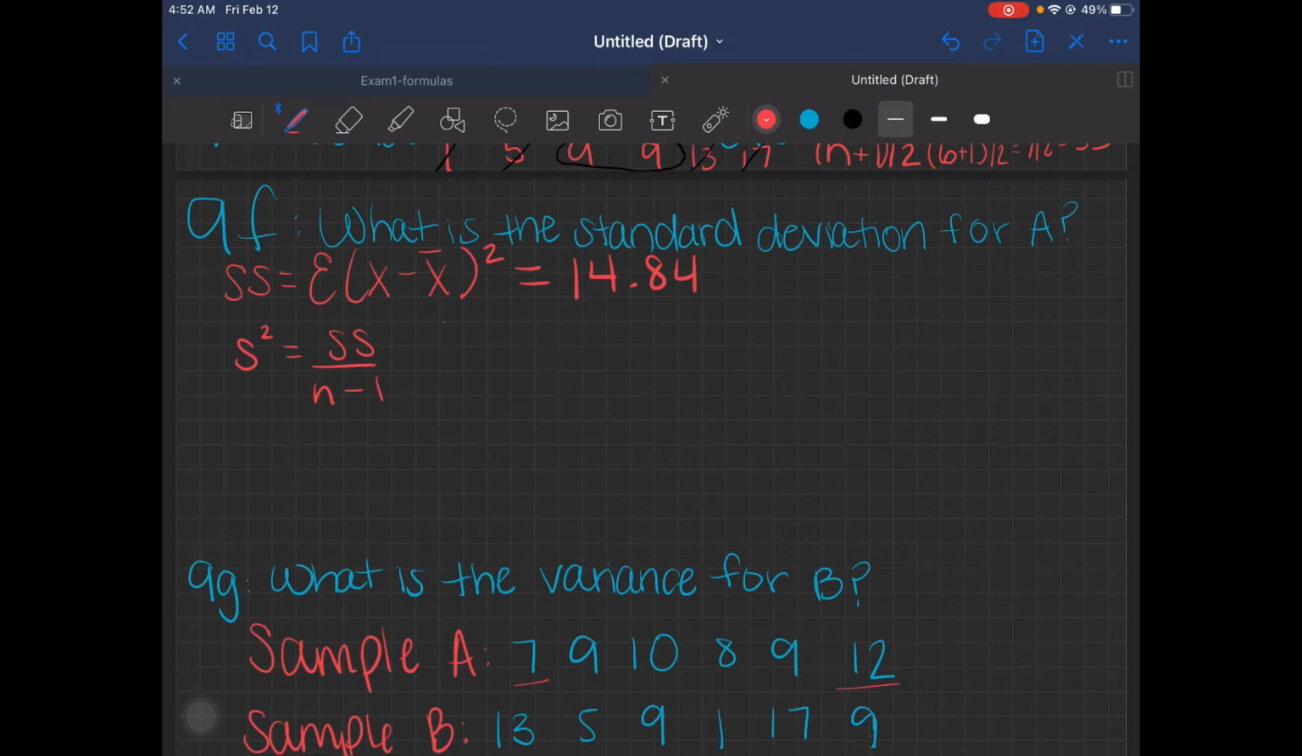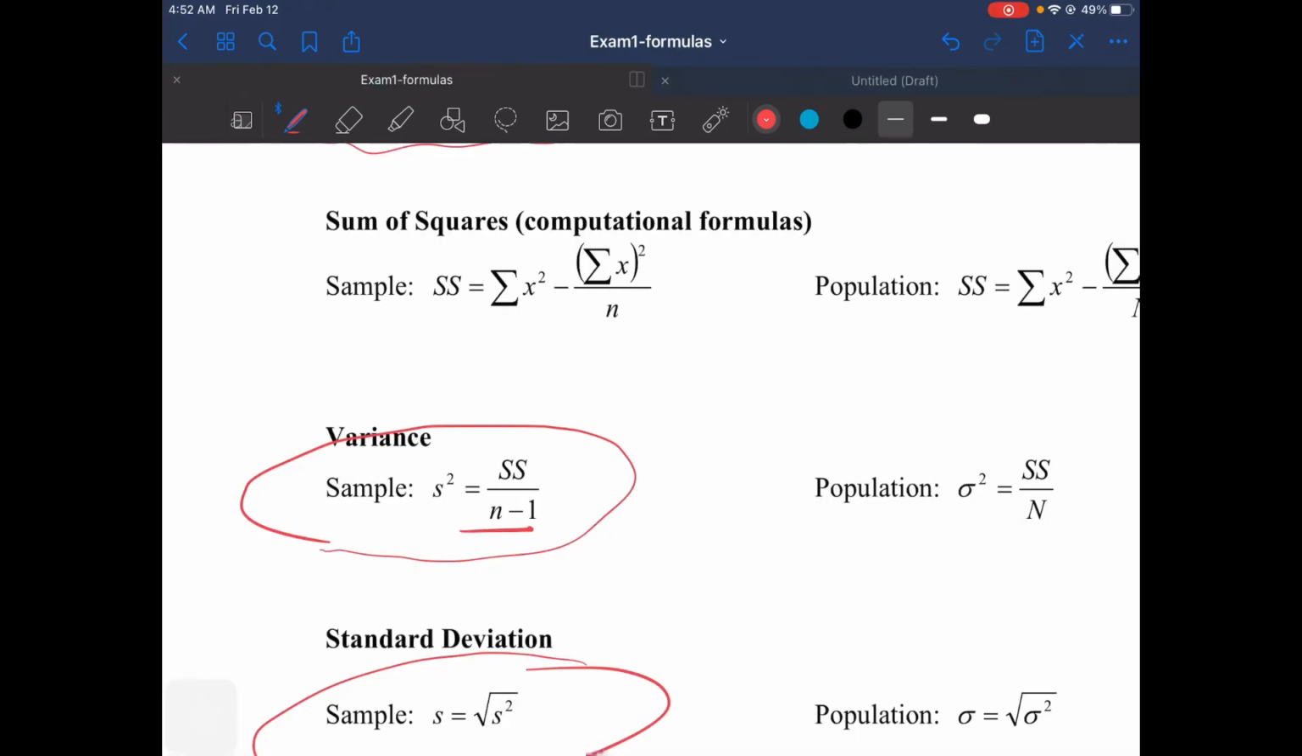Our sum of squares, we said, was 14.84. Our n, we said, was 6, because that was the number in our sample, so 6 minus 1. So 14.84 over 5, which is 2.97. And then again, this still isn't what we're looking for as our final result. What we're looking for as our final result is the standard deviation. And right now we just have the variance.